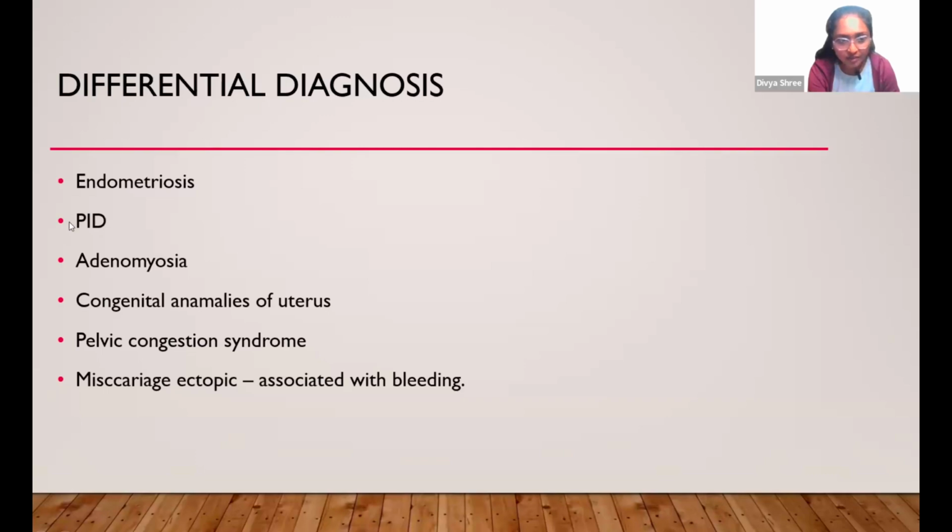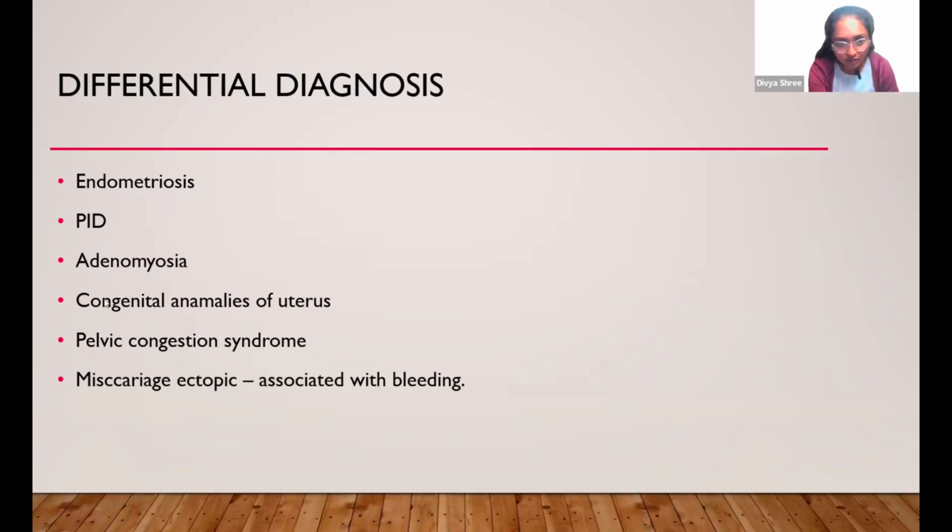Pelvic inflammatory disease. In this, there is inflammation and there are adhesions which are causing pain, which occurs during menstruation. Adenomyosis. In adenomyosis, there is a growth of the endometrium into the myometrium, and this causes junctional zone dysrhythmia, which causes pain.